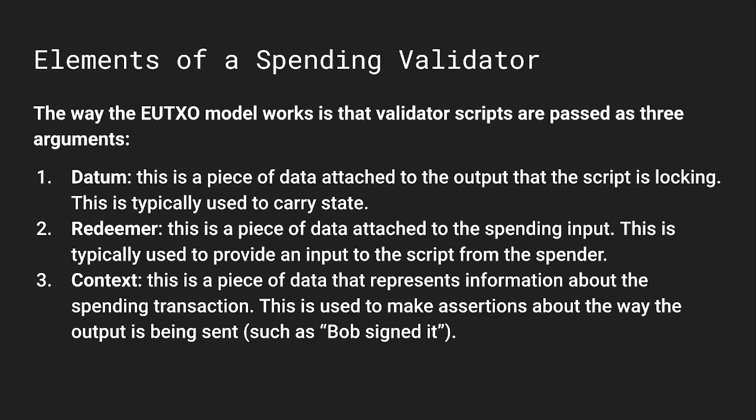The spending validator has three main elements, which are the datum, the redeemer, and the context. The parameterized validators have their own parameters, but the main elements are the datum, the redeemer, and the context. The datum is a piece of data which is attached to the output itself. It could be inline, visible, and that is since the Vasil hard fork, which allowed for inline datum. And it can also be hashed, meaning encoded.